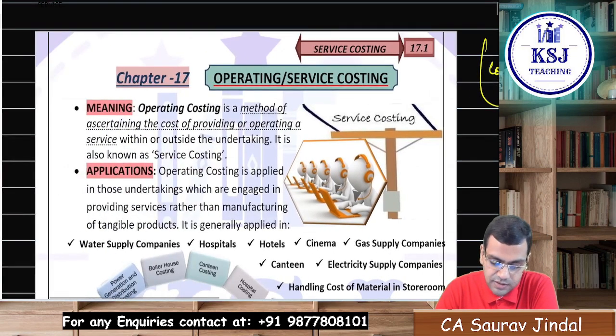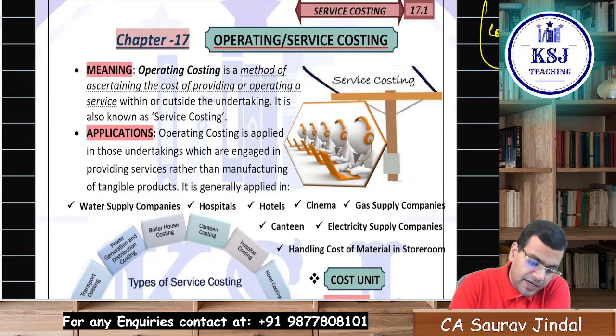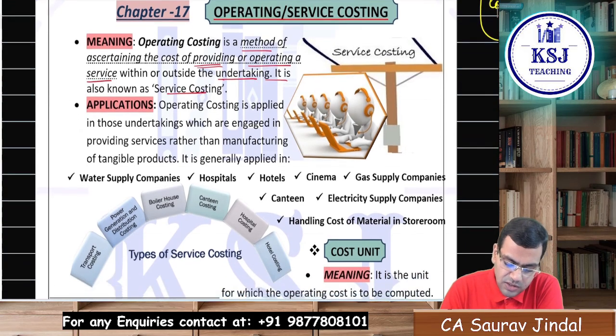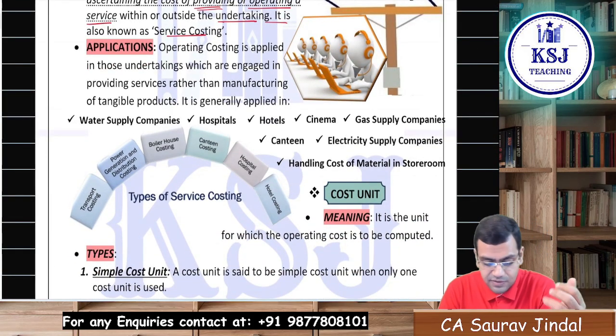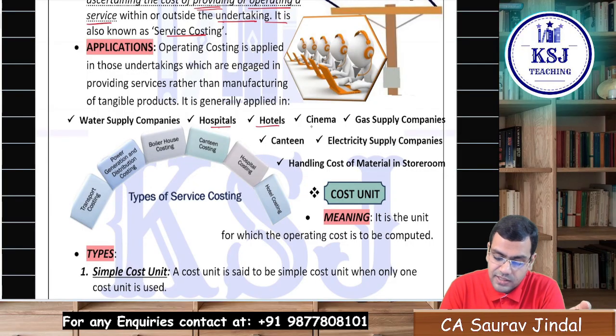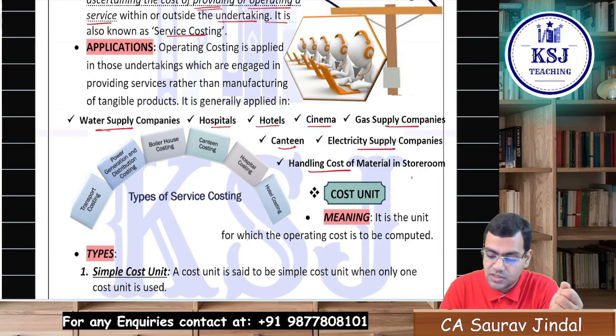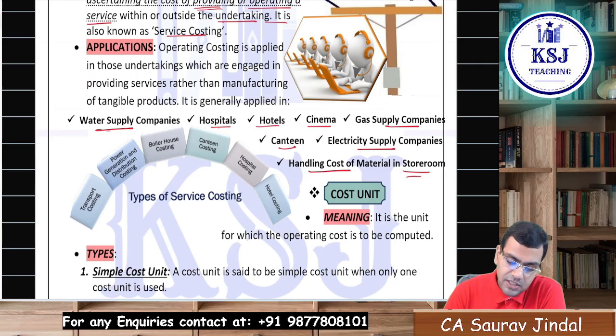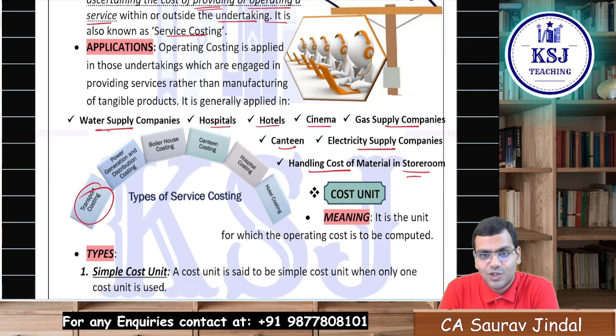Any doubts? Right? So operating costing is a method of ascertaining the cost of providing or operating a service within or outside the undertaking. It is also known as service costing, applicable in various sectors like hospitals, hotels, cinema, gas supply companies, water supply companies, canteen, electricity, handling the cost of material in the storeroom and all those things. Transport is one of the major parts. Transport costing is one of the major parts of this chapter.